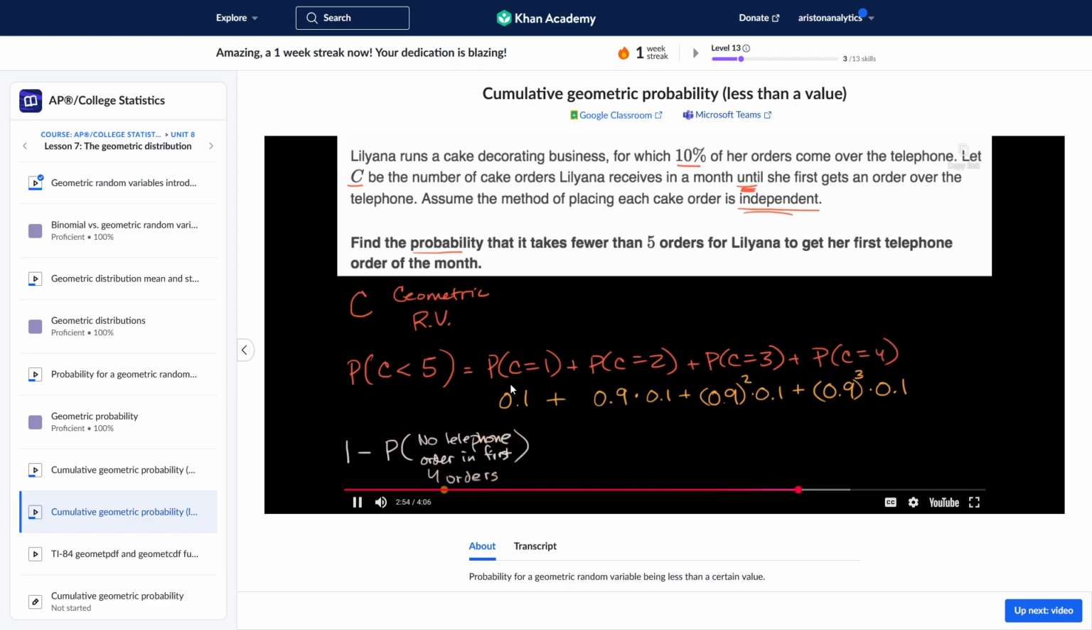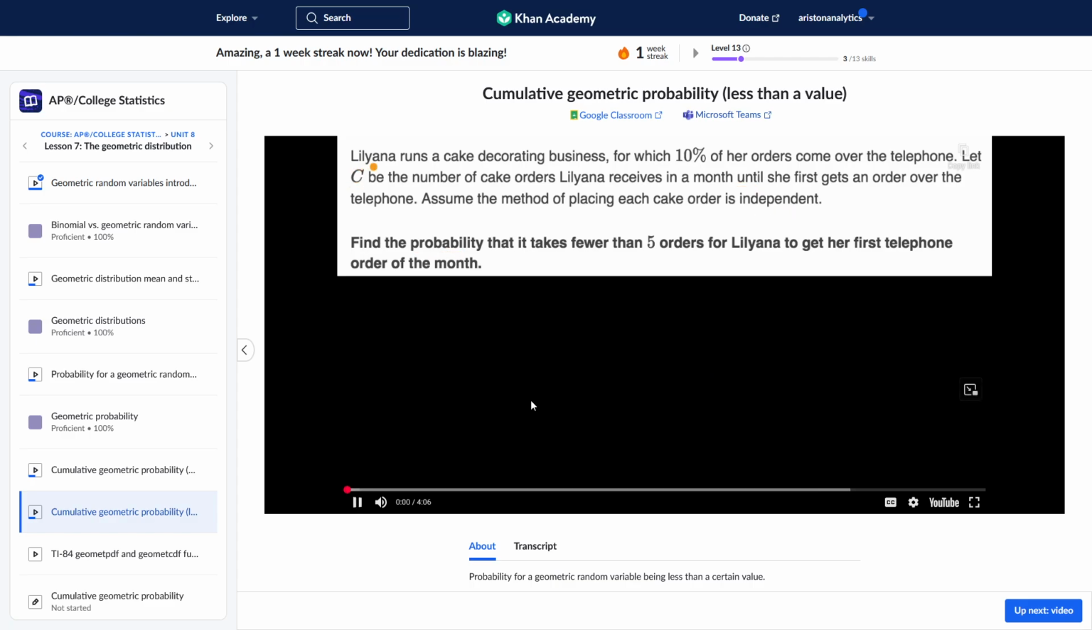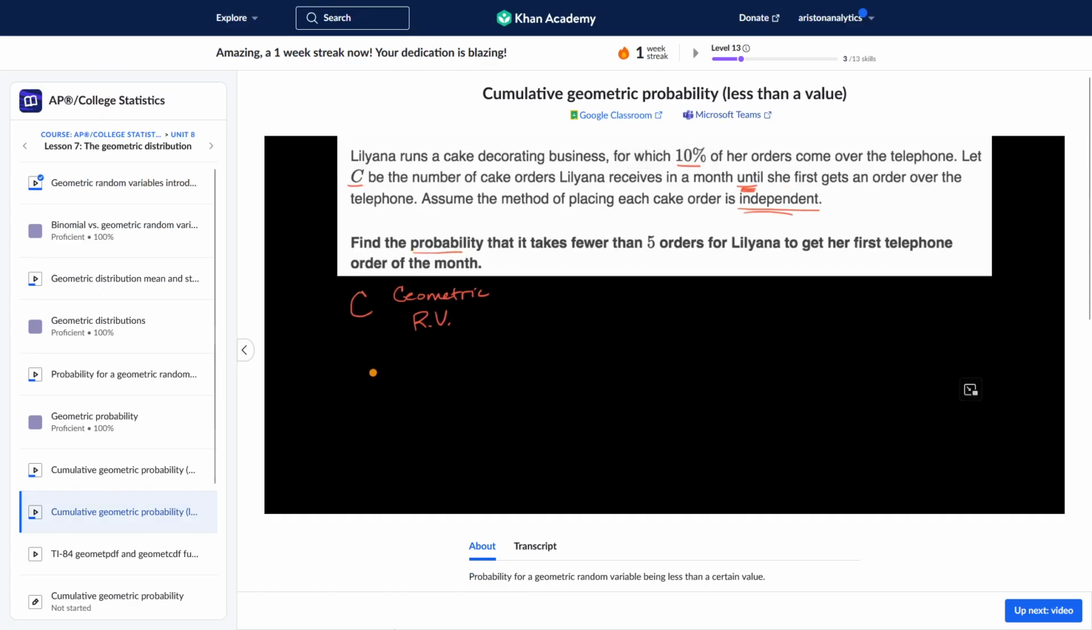Let's actually watch through it, not be lazy. This is a geometric random variable. Now they ask us to find the probability that it takes fewer than 5 orders for Liliana to get her first telephone order of the month. So it's really the probability that C is less than 5.